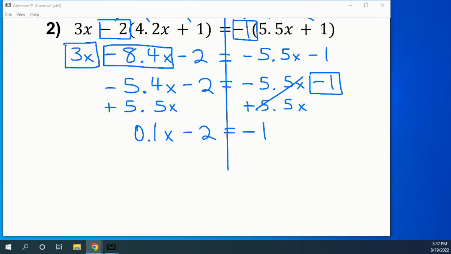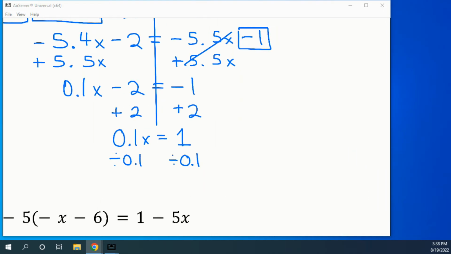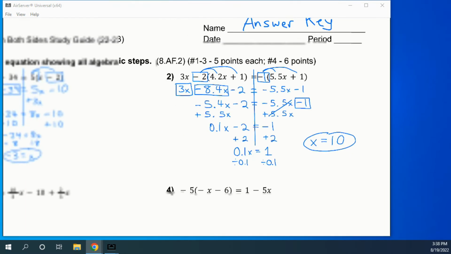Now I have to get my constants on the other side, so I'll add 2 to both sides, get 0.1x equals negative 1 plus 2 is positive 1. All right, divide both sides by 0.1. And I'm kind of running out of room, so I'm going to move it to the right here. But when I take 1 divided by 0.1, I get 10. So I get x equals 10 for my solution of number 2.